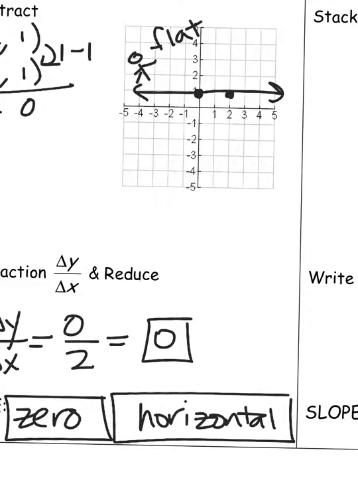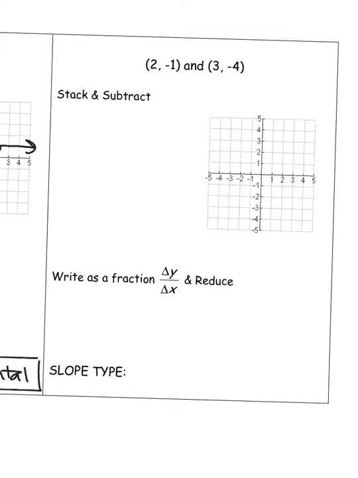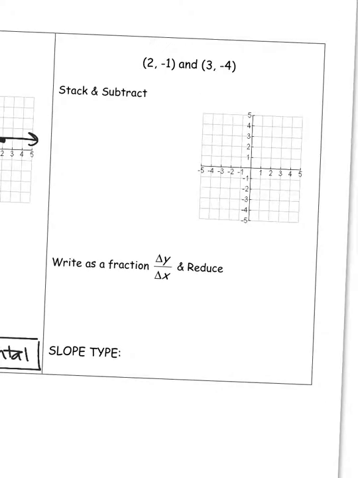Alright, on to our last example. In our last example here are 2 points. 2, -1. So I'm going to plot 2, -1, and 3, -4. I'm going to connect those. And now let's think about if you were walking along this graph. Do you guys notice that this graph goes downhill? So hopefully we will be getting a negative slope when we work through this problem.